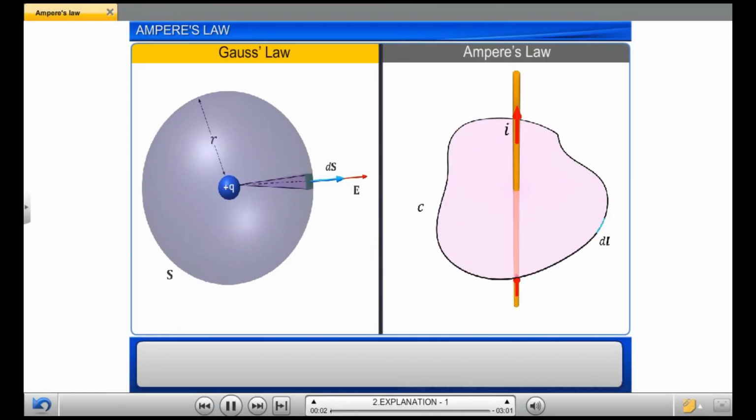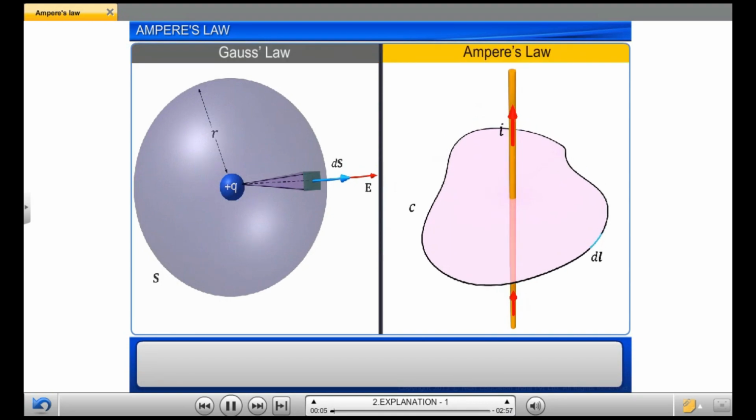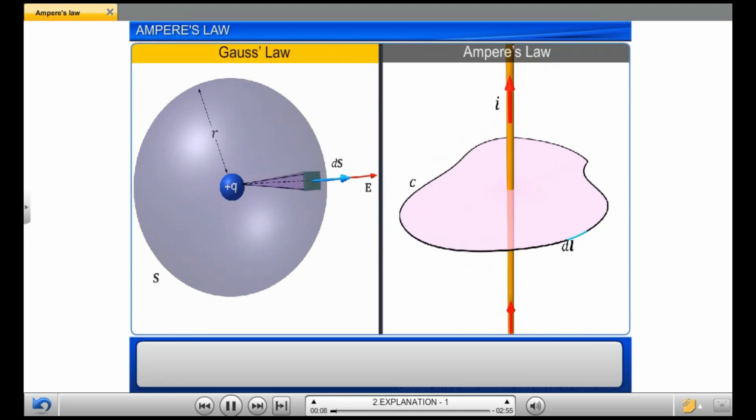The Gauss law that we studied in electrostatics is analogous to the Ampere's law. Gauss' law establishes a relation between the integral of the normal component of an electric field over a closed surface and the net charge enclosed by the closed surface, and helps in the calculation of the electric field intensity at a given point.